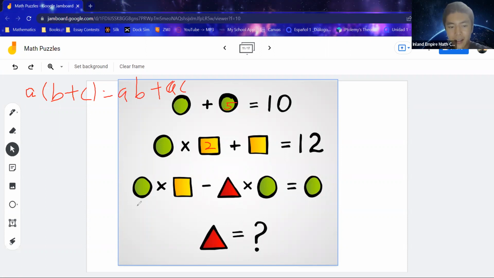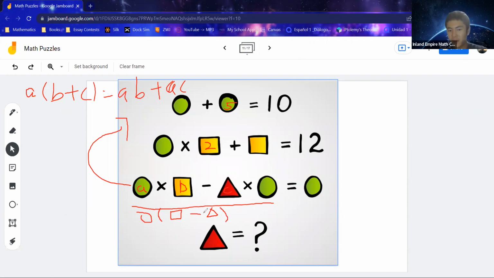But basically, notice how this is exactly this formula up here. So basically, we can just write the circle is A. The triangle is B. I mean, sorry, the square is B, the triangle is C. So doesn't that mean that we can factor the circle out? And instead we would have B minus C. So wouldn't this equation be equal to a circle times square minus triangle? Right? Does that make sense to everyone?